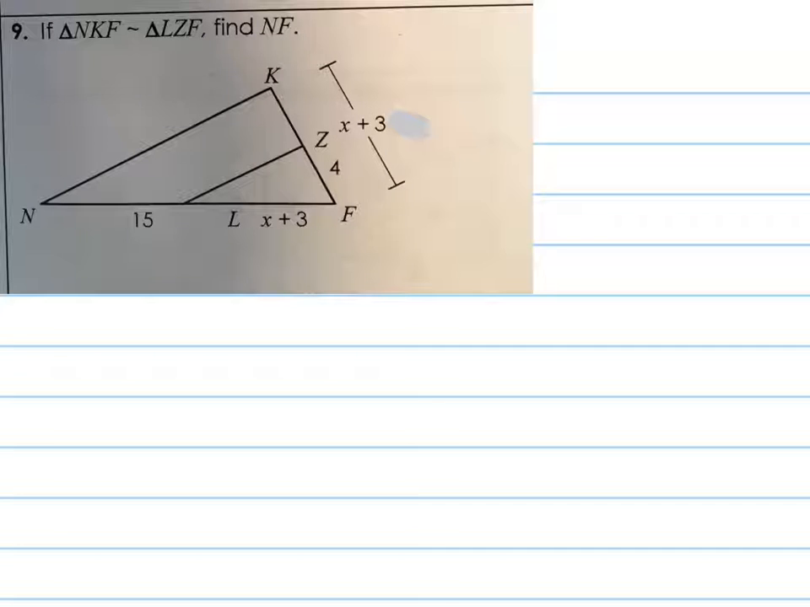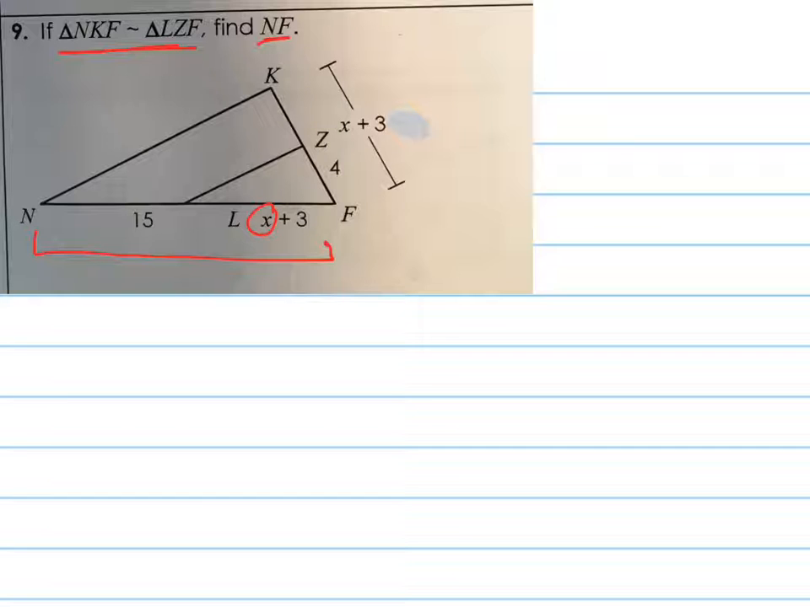Okay, they want us to find NF, this whole distance right here. To find that, we're obviously going to have to find out what x is. And to find out what x is, we're going to have to use the fact that these are similar. And if they're similar, I can set up a proportion.